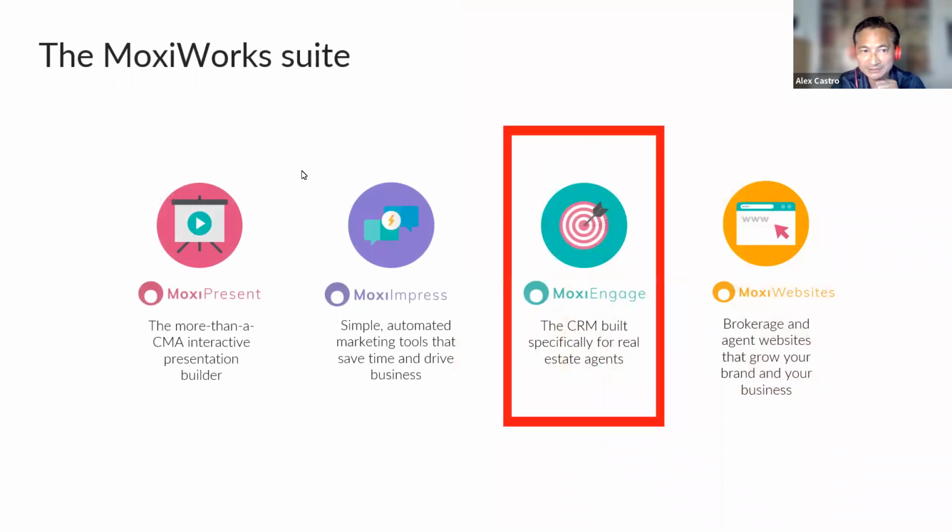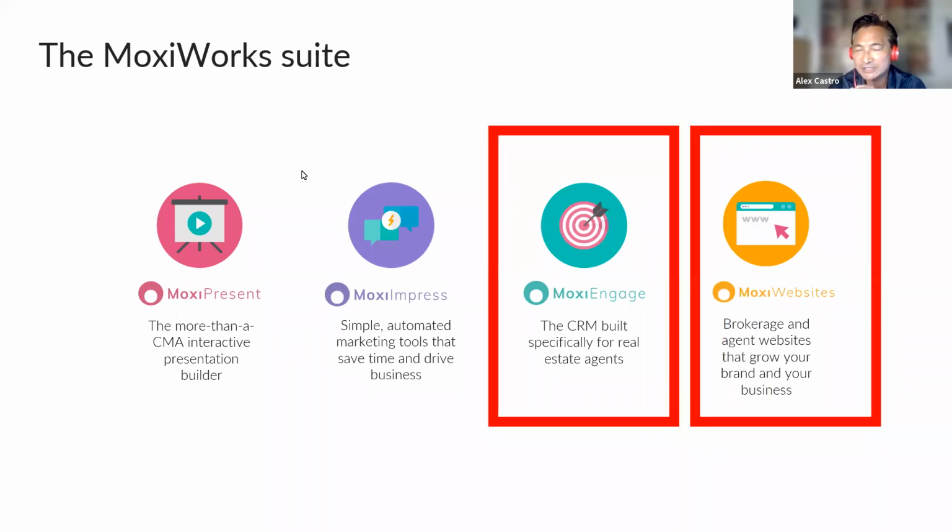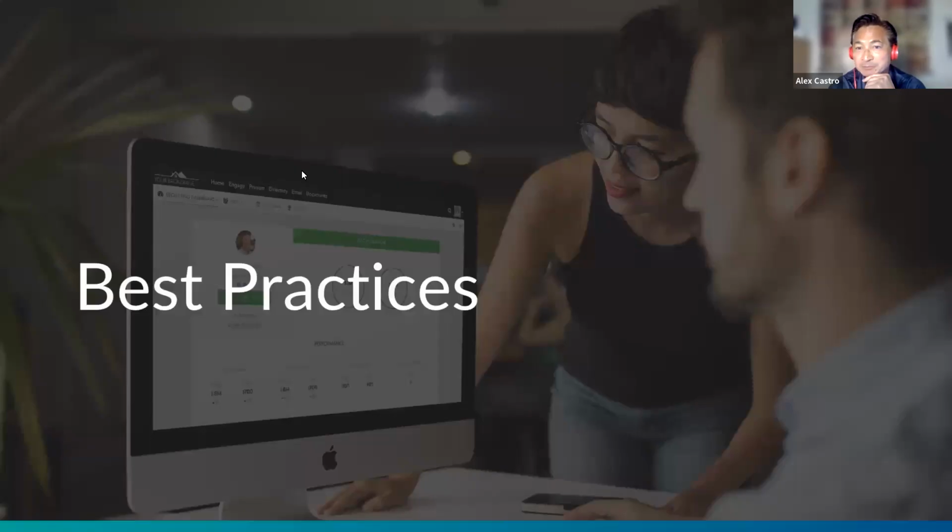Of the four products that I mentioned of the suite for agents, we're going to talk about Engage, MoxiEngage, and a little bit about Moxi websites. Although the title of this session is MoxiEngage, Setting Your Preferences, we're going to talk a little bit about Moxi websites, okay? Best practices. And I'm going to throw a bunch of material at you all.